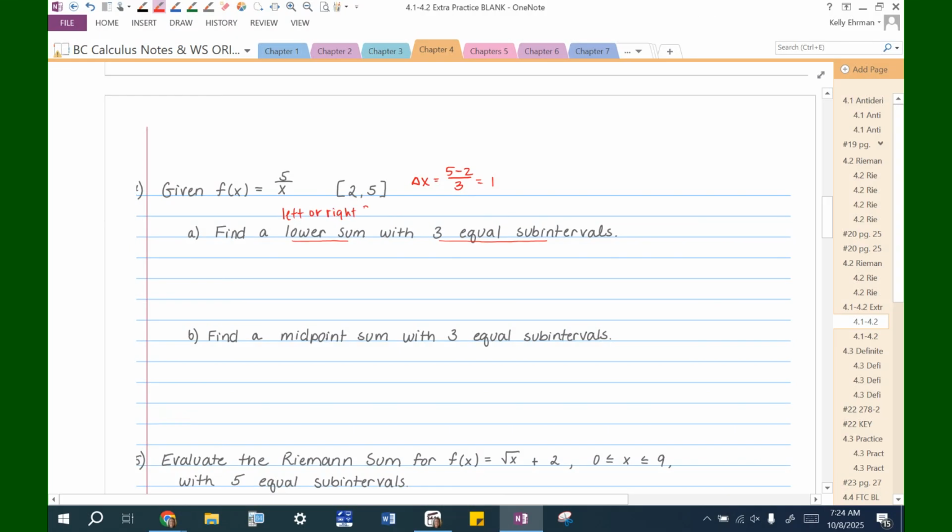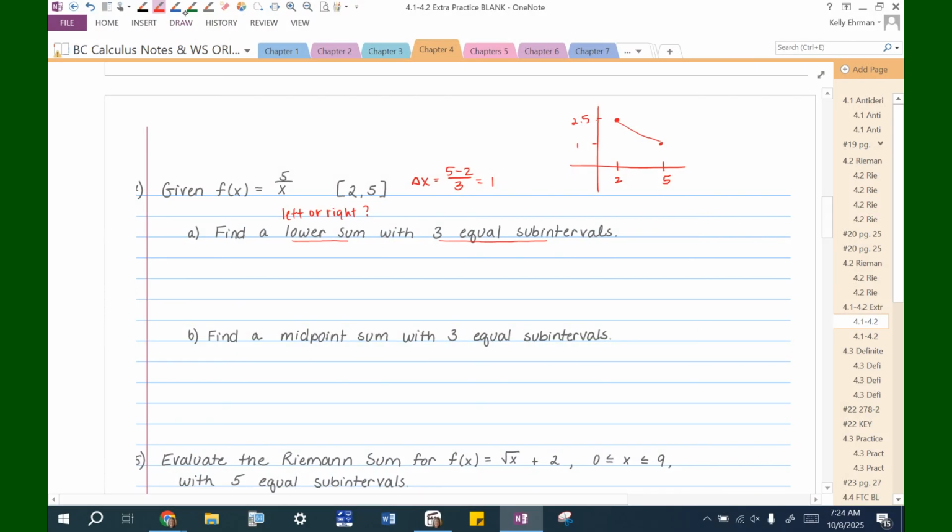And how do you determine that? You need to look at what the graph is doing on this interval. Is it increasing or decreasing? So I just think, okay, if I plug in 2, I get 5 over 2, which is 2.5. If I plug in 5, I get 1, which is lower. So this graph is decreasing on this interval.